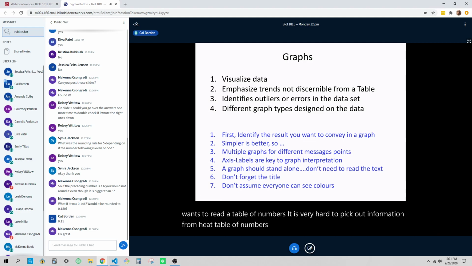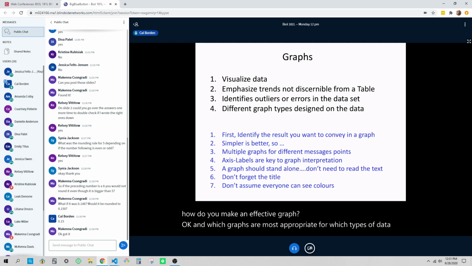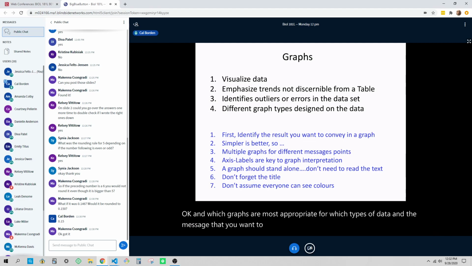So the key here then is, how do you make an effective graph, okay? And which graphs are most appropriate for which types of data and the message that you want to convey to your audience. All right, so that's kind of what we're going to go over today, and then you're going to practice this week making different types of graphs.